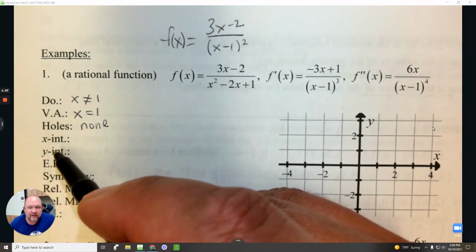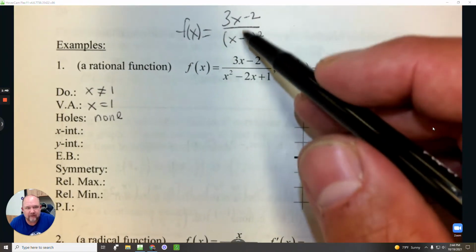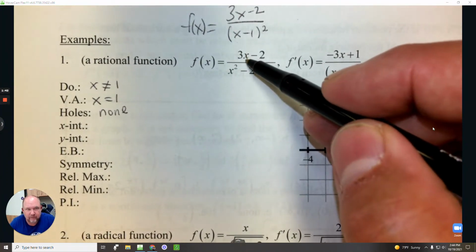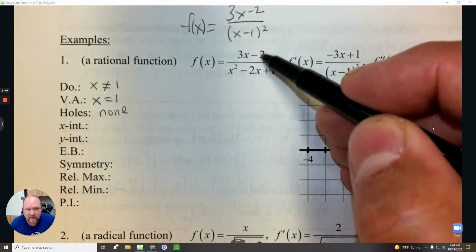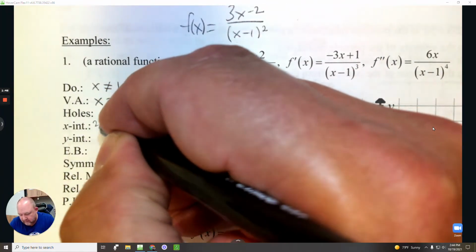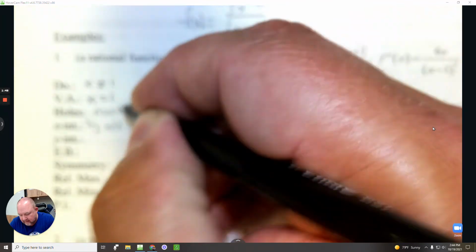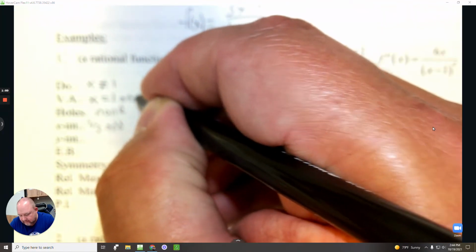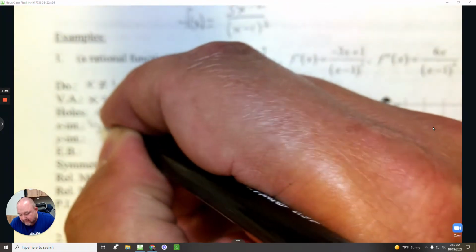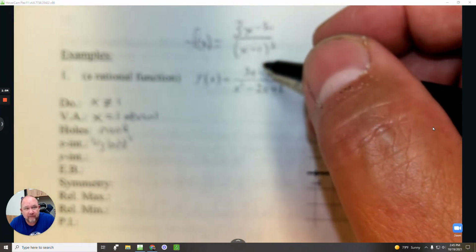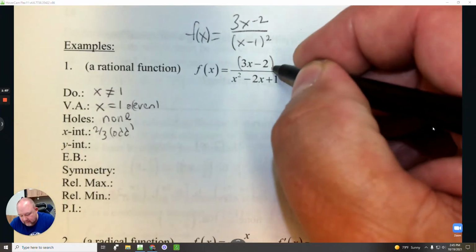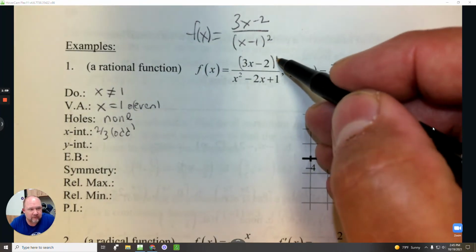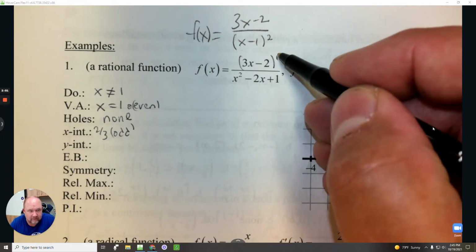The x-intercept comes from the numerator. So what makes the numerator 0? Add 2 and divide by 3. It's 2/3. Now I'm going to say the word odd and the word even. Now this has to do with the exponent. You don't see the exponent here, but the exponent you don't see here is 1. It's odd, so it crosses.